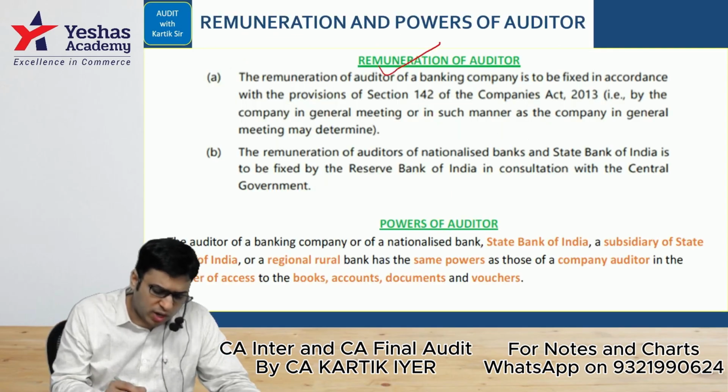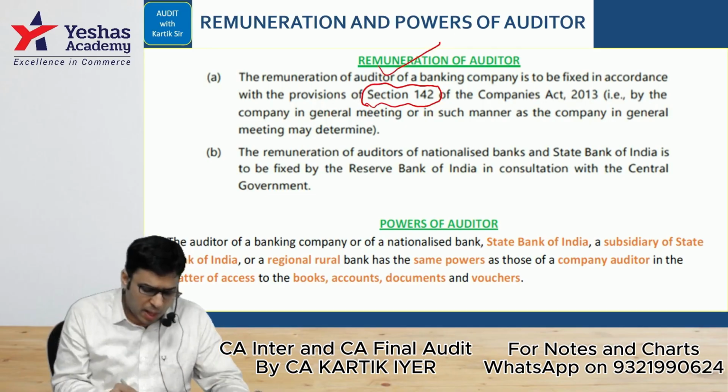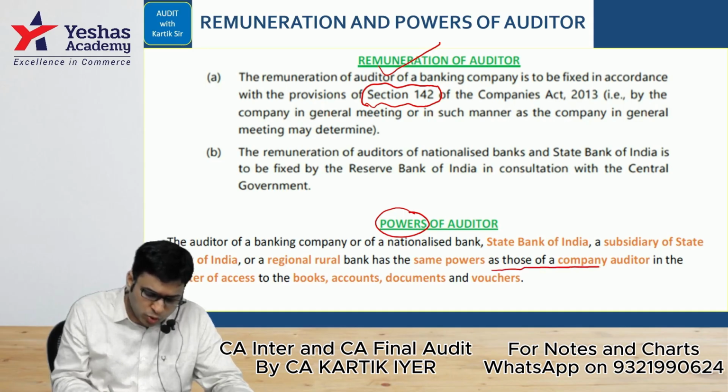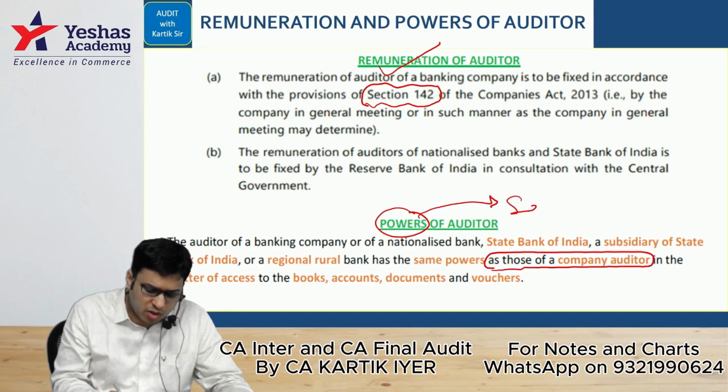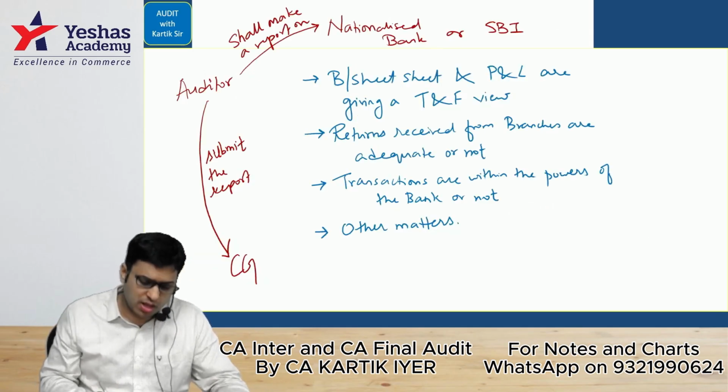Further is remuneration of auditor. Very simple. Remuneration of the auditor is paid as per 142. You know very well, 142 is remuneration. Okay, very simple. Powers of the auditor also you know very well. Powers of the auditor is nothing but, see, they have given here as those of the company's auditor. So as those means power is given in section number 143. As you know very well, it is powers and duties. So same duties will come in this. Same powers will come in this. Let's go to this question.